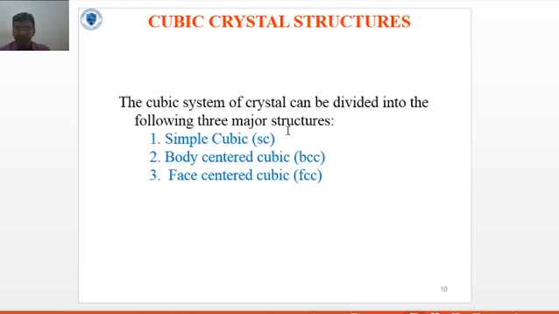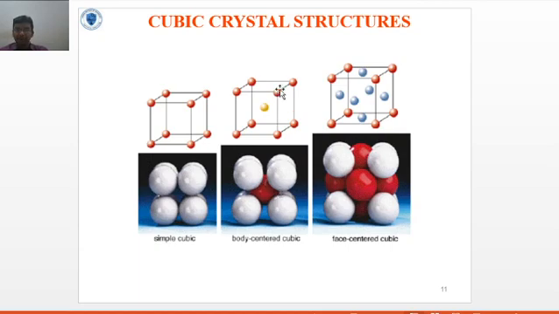So we have different kinds of cubical systems. Among the simple cubic, body centered cubic and face centered cubic, today we will discuss simple cubic. This is the general structure of simple cubic, body centered cubic and face centered cubic. See, in simple cubic, 8 corner atoms are available. In body centered cubic, 1 atom is present inside the unit cell in addition to the 8 corner atoms. For face centered, you have 6 faces in a cube, so 8 corner atoms and 6 face centered atoms.